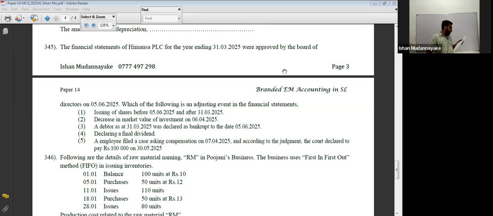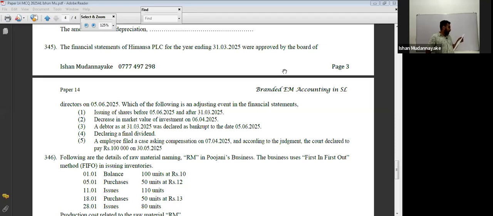Which of the following is an adjusting event? First one, issuing shares before 5th June. No, a share issue we can't adjust for the financial year.